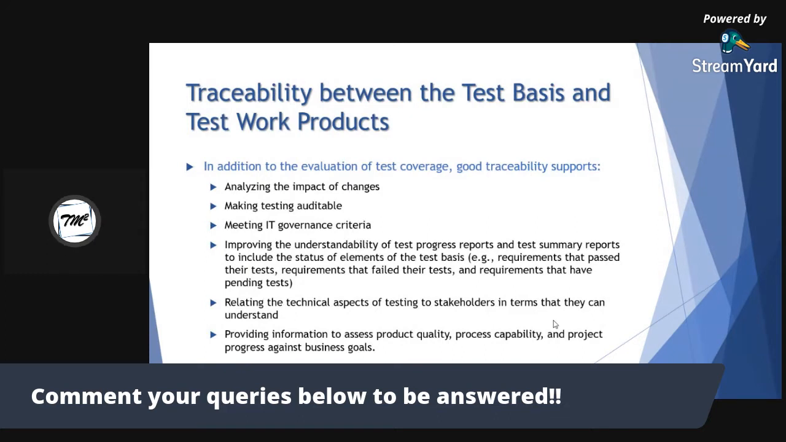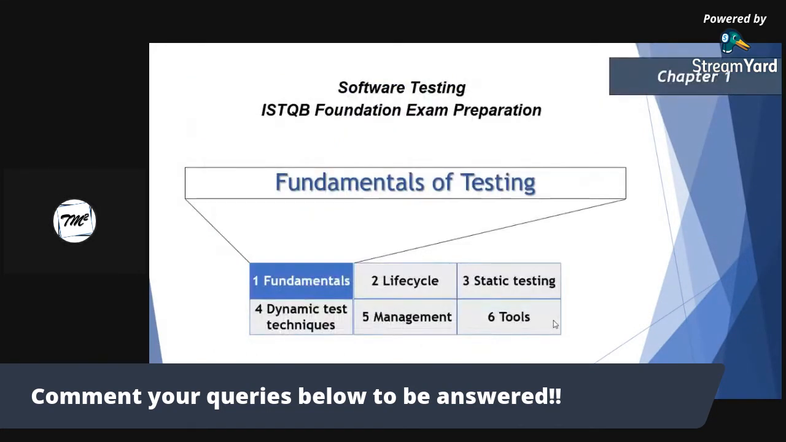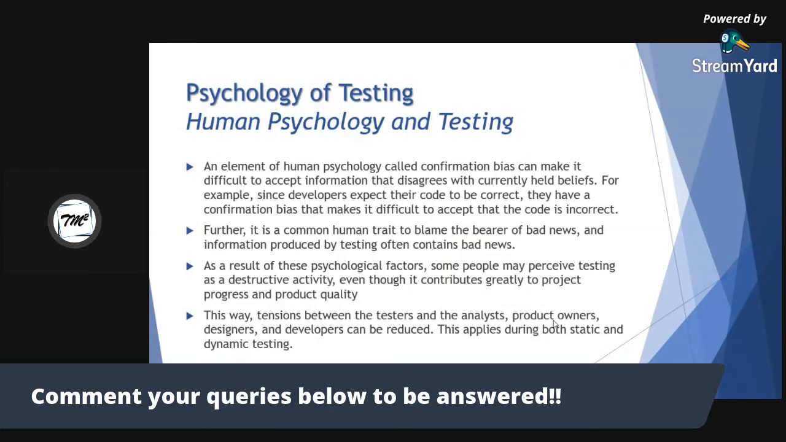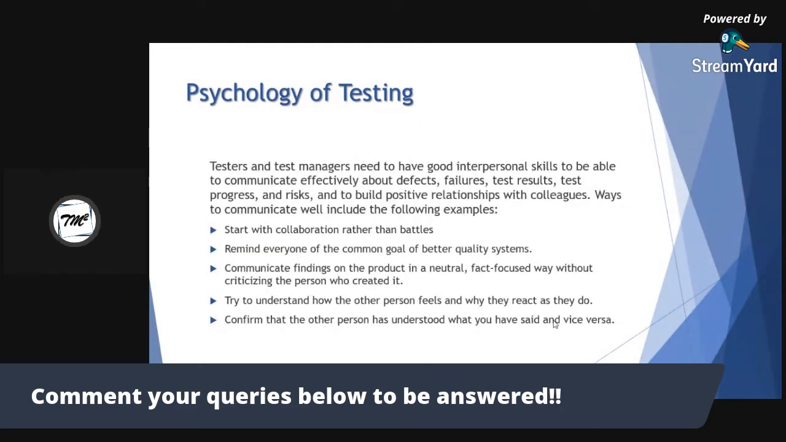And then we are talking about the traceability between them, where test basis means any documentation which is used as a reference for testing, and the test work products which you prepare. So you must always have traceability between them, which will help you identify if any further coverage is required or not. The last topic in chapter 1 is the psychology of testing, which generally deals with understanding the mindsets between the developer and the tester.